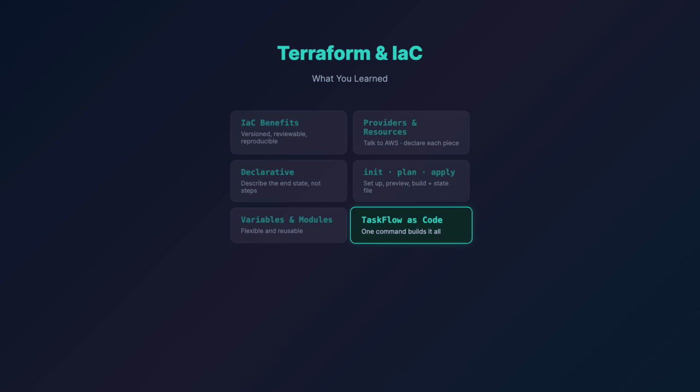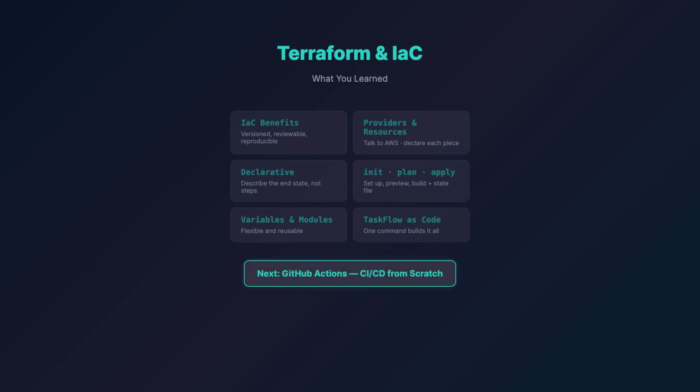TaskFlow's entire AWS environment is now defined in Terraform, buildable and destroyable with a single command, but there's still one manual step. Someone has to run Terraform apply and run the tests and build the Docker image. In the next video, we automate all of it with GitHub Actions and CI/CD, so every push tests, builds, and deploys on its own. See you in the next one.